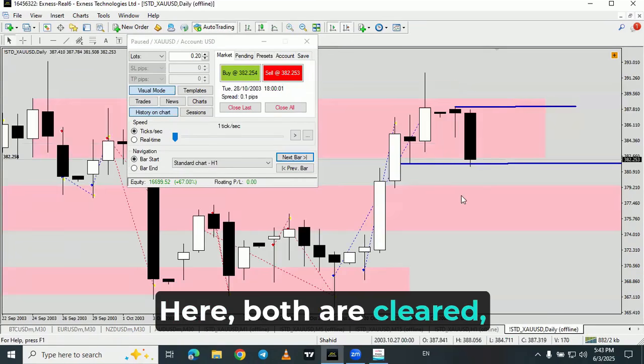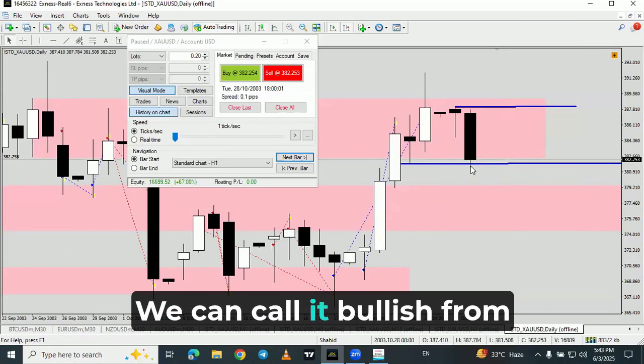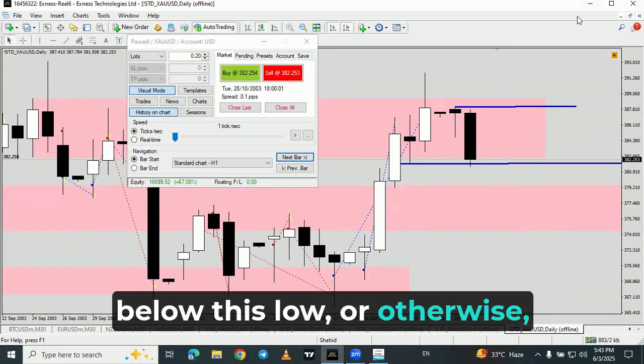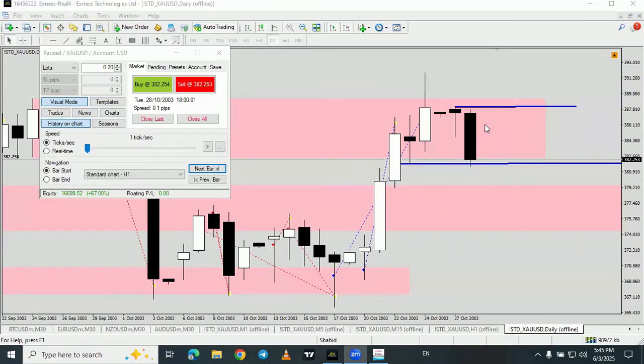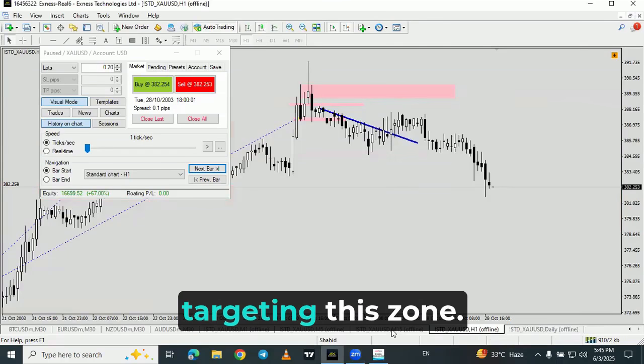Here both are cleared, buy side and sell side. So its real liquidity will be lying here. We can call it bullish from below this low, or otherwise our SL will be small here. So we'll buy it targeting this zone.